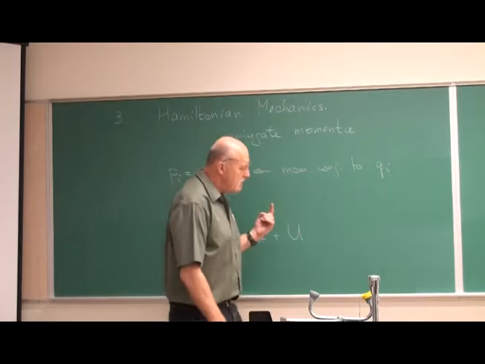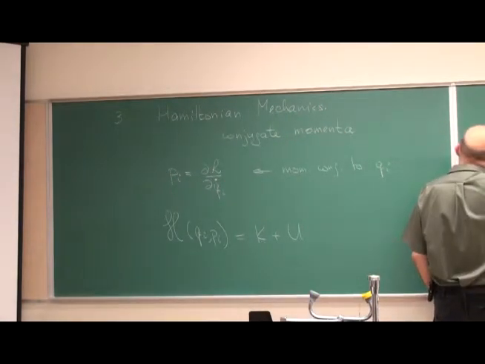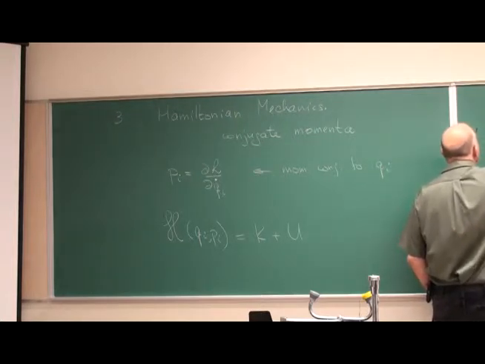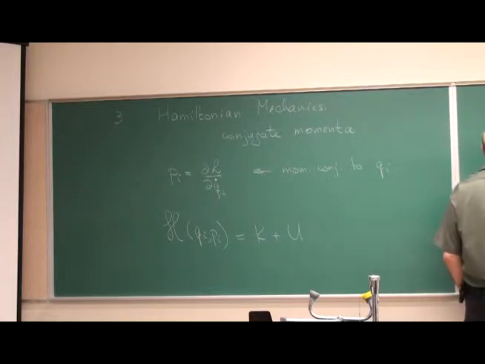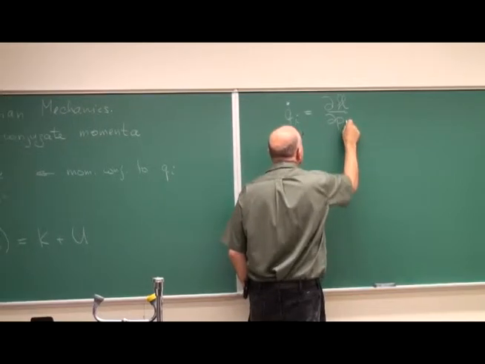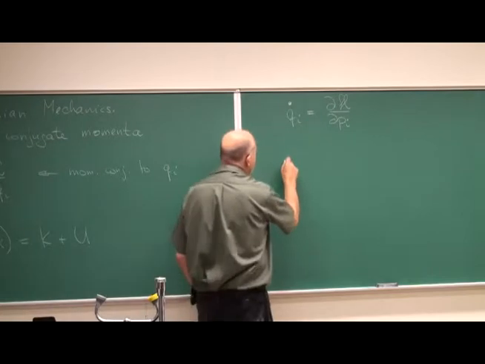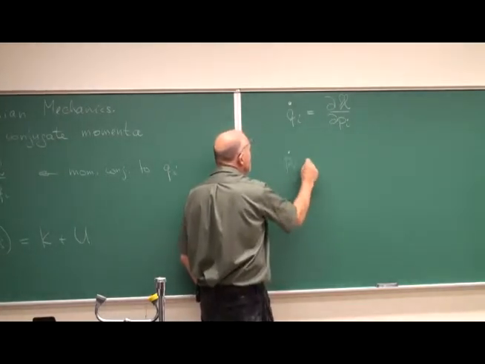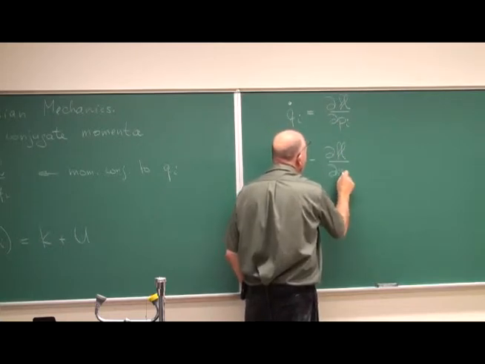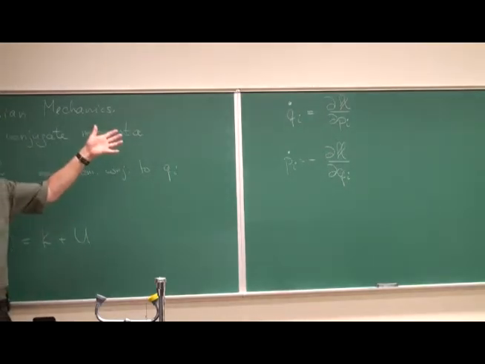And the dynamics you get by noting that Q dot i is equal to the partial of the Hamiltonian with respect to Pi, and Pi dot is minus the partial of the Hamiltonian with respect to Qi. Okay, so these are the equations of motion.